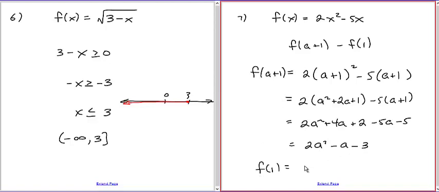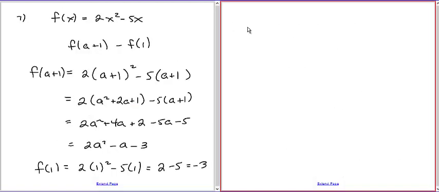And f of 1 is 2 times 1 squared minus 5 times 1, which is 2 minus 5, which is negative 3. So this is 1 squared is 1 times 2 is 2. 5 times 1 is 5. Change the sign. So what they're asking for here is f of a minus f of 1. So f of a is 2a squared minus a minus 3. F of a minus f of 1, which is negative 3.